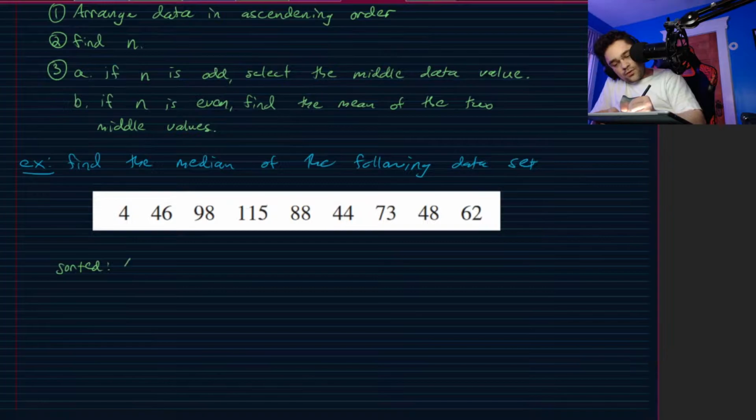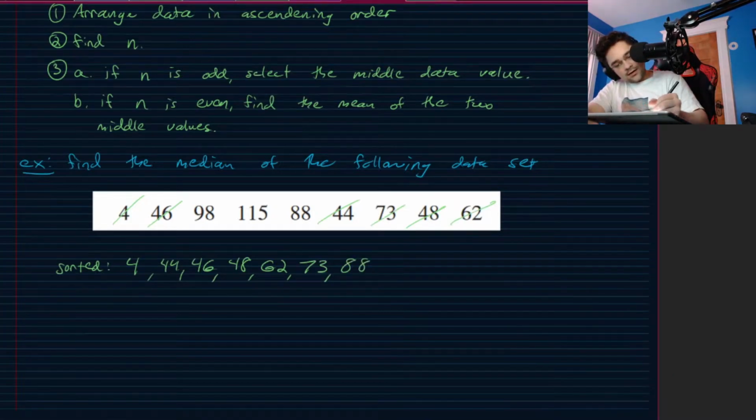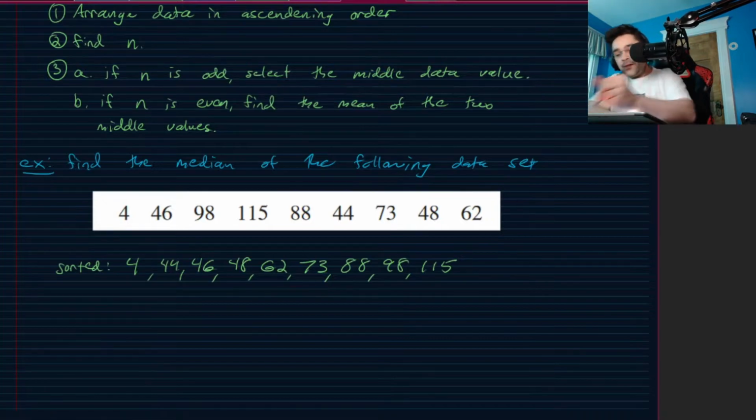So we've got 4, 44, 46, 48, 62, 73, 88, 98, 115. That's all of them, right? Yeah. Okay, so now I've got them sorted correctly. And in this case, n is 9, right? Yeah, it's 9.